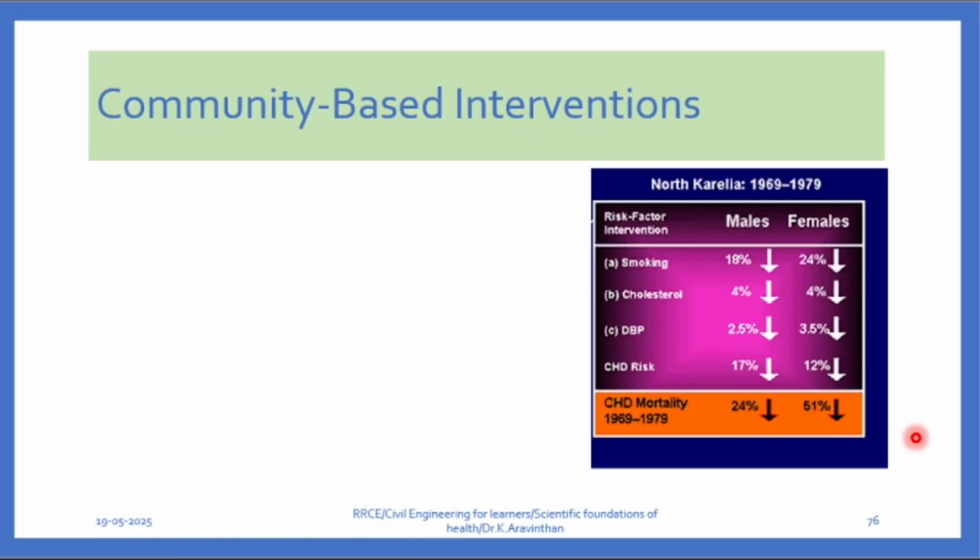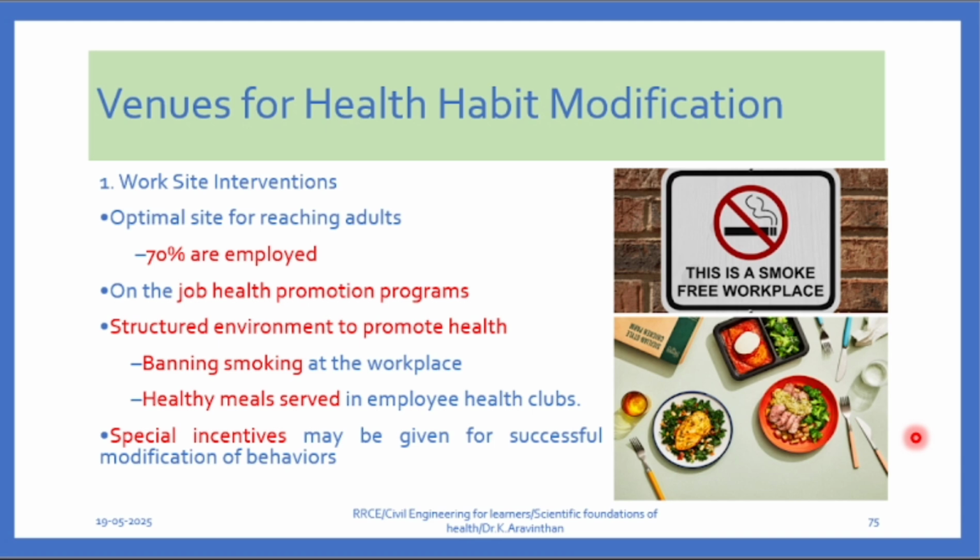Banning smoking, healthy meals served, special incentives. Those who are having that meal will get 10% off. Number of meals they can provide. Those who prefer a healthier meal get 10% off, 20% off. If they are providing that, that is an indirect way of social engineering towards health.